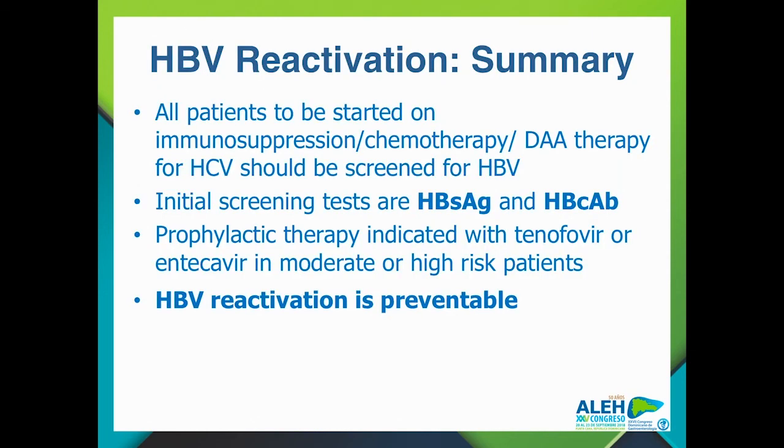So in summary, all patients who are to be started on immunosuppressive therapy, chemotherapy, or DAA therapy for hepatitis C should be screened for hepatitis B. The initial screening tests are a surface antigen and a core antibody. Prophylactic therapy is indicated for those patients that are high risk, with either tenofovir or entecavir. And I'll stress again that hepatitis B reactivation is a preventable complication if we look and if we educate our colleagues who are going to be using these immunosuppressive therapies.